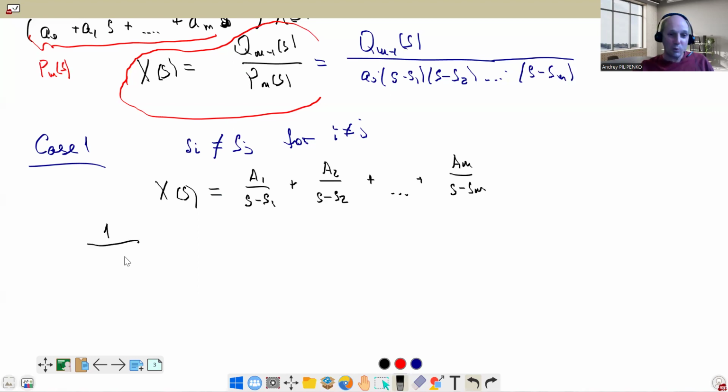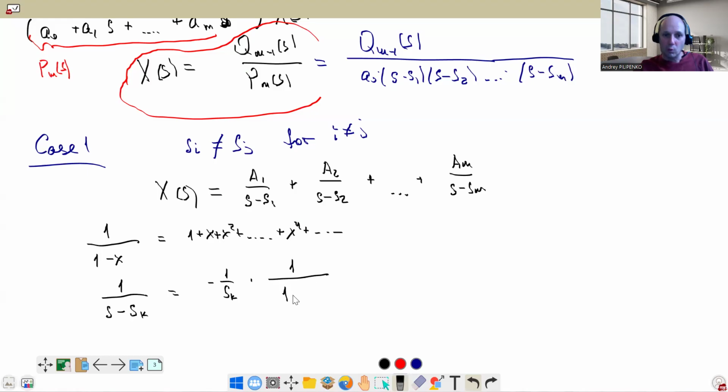And I would like to remind you of the geometric series: 1 over 1 minus x is 1 plus x plus x squared plus so on plus x to the power n plus so on. Just the geometric series. So 1 over s minus sk: I wish to get something like this, 1 minus something. So let me write minus 1 over sk times 1 minus s over sk. And this is x. And this is minus 1 over sk times the sum from 0 to infinity of s over sk to the power n.